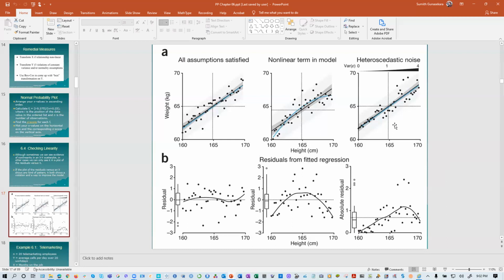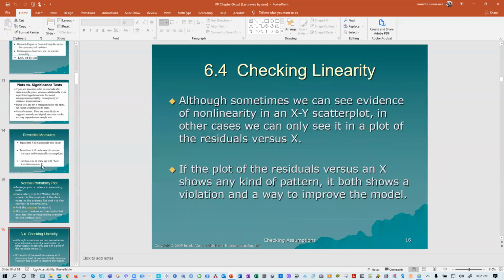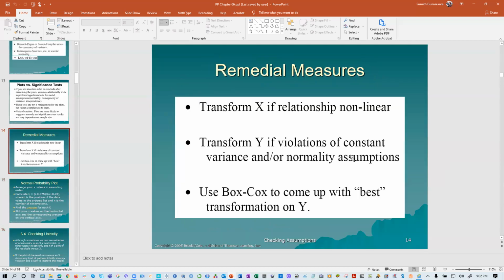But if you're going to stay in the classical framework and try to remedy this one, you can do some kind of transformation, as we mentioned over here, Box-Cox. And remember, at a certain point, transform Y if there is a violation of the constant variance and normality assumptions. If they were violated, you transform Y. Use Box-Cox to come up with the best transformation of Y. Then the Box-Cox will tell you what would be the best transformation.